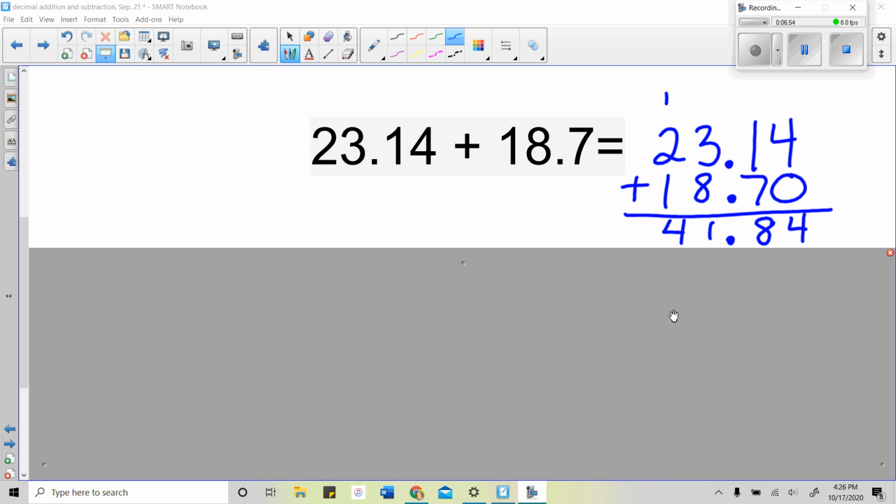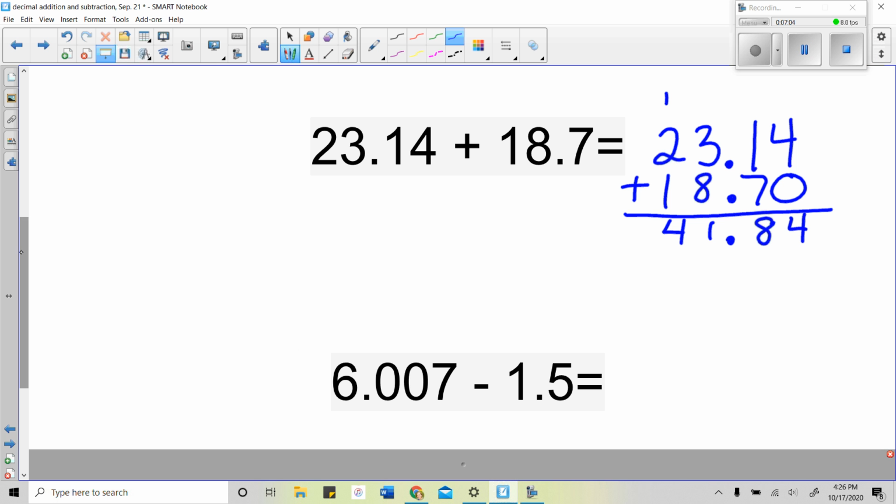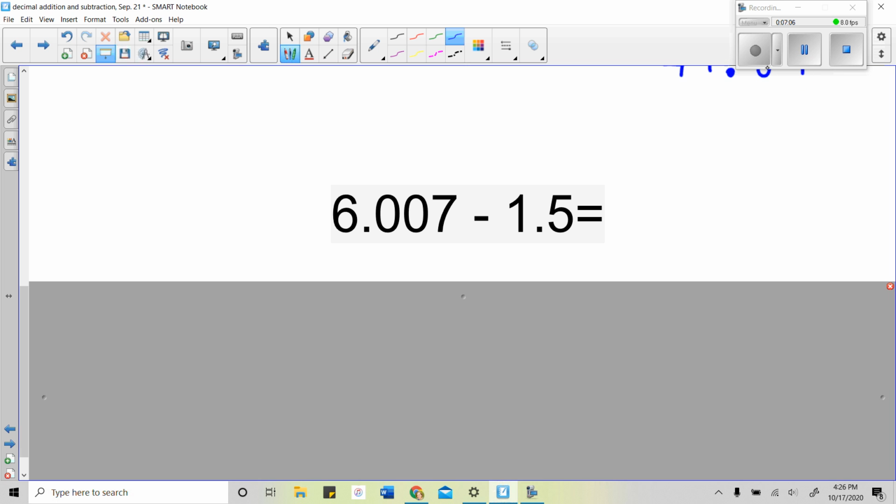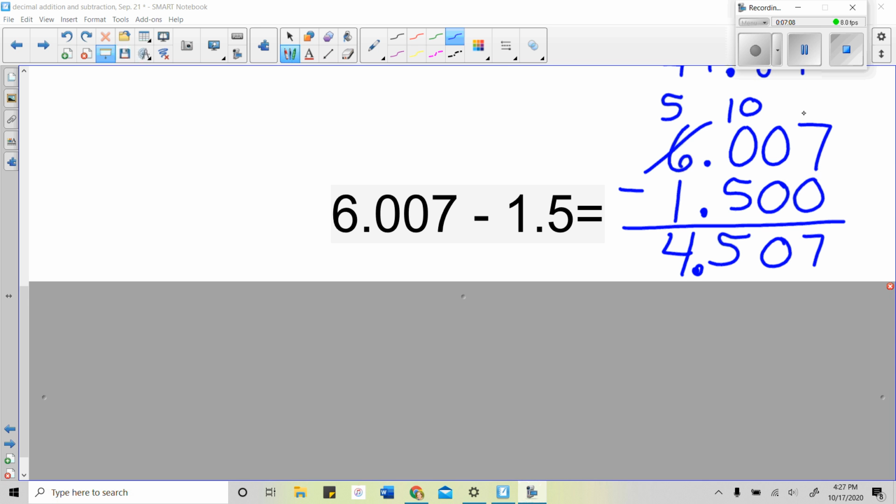How did you do? Notice we put a 0 on the end of the 18 and 7/10, and the answer to this one was 41 and 84/100. So let's practice one more. So write this one down and pause to solve. So you should have added 2 zeros to the 1 and 5/10, and then the answer is 4 and 507,000ths.